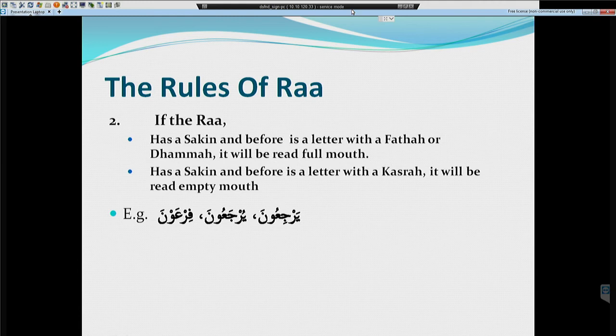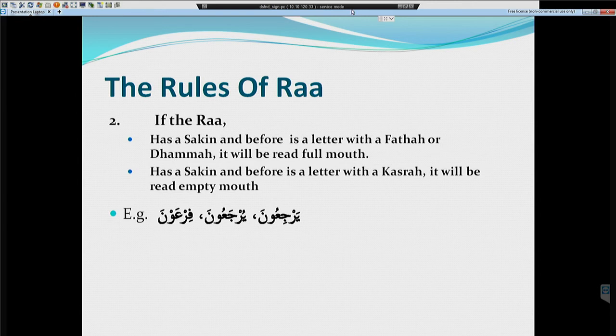So yurja'una. I gave this example 2 days ago as well for the kasra. So the ra has a sakin, before it there's a kasra now. Is this going to be pronounced full mouth or empty mouth? Empty mouth. Why? Because there's a kasra before it. Fir'auna. This gets a little bit hard because usually we think the ra is always going to be full mouth.